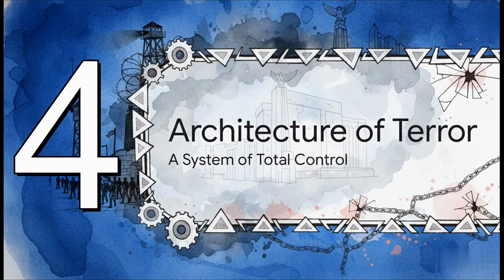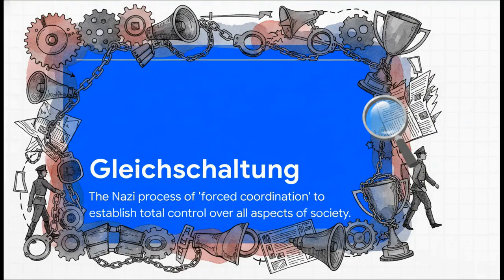Now, a state like this can't be held up by popular support alone, not even close. It requires a terrifying internal structure, a framework of pure control and fear. This was the architecture of terror. The blueprint for this whole process was a thing called Gleichschaltung, or forced coordination. It's a big German word, but the goal was terrifyingly simple, to bring every single aspect of society, from trade unions and newspapers all the way down to the local hiking club, under Nazi control. The point was to eliminate any space for independent thought or action.